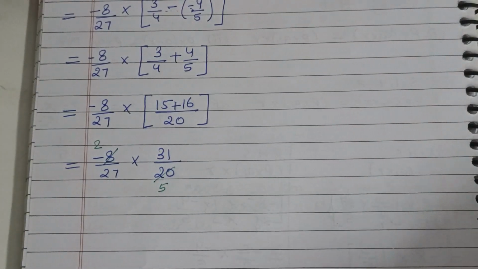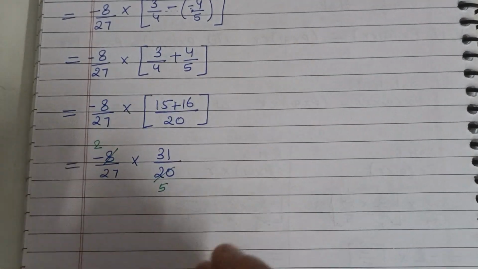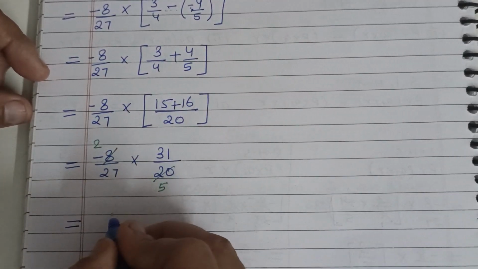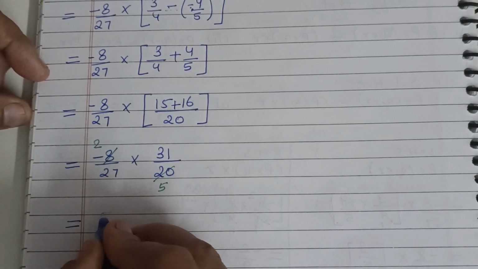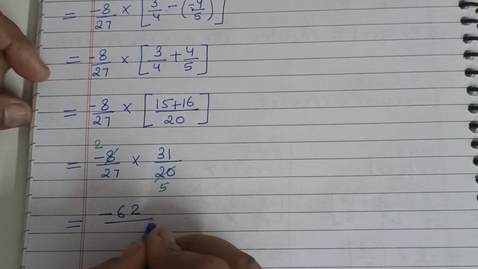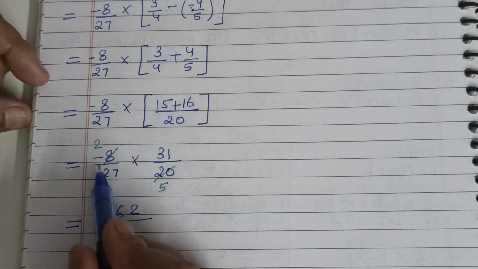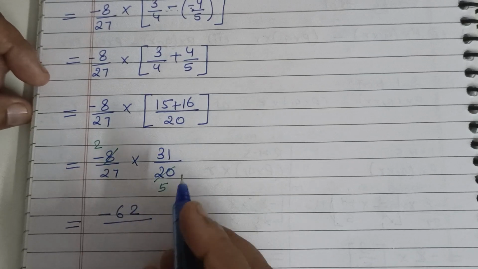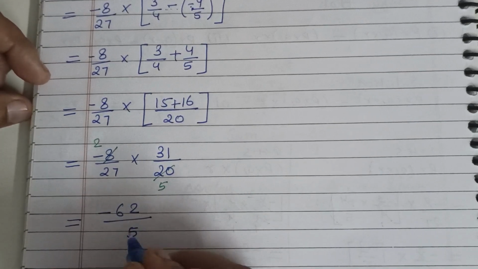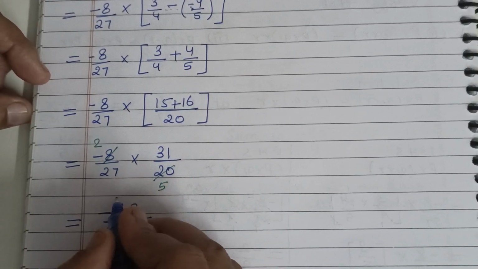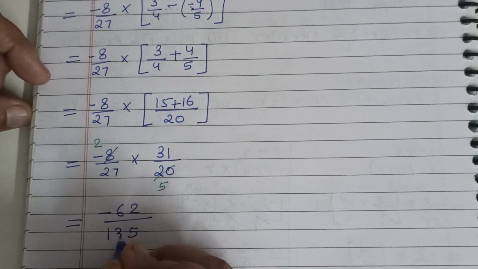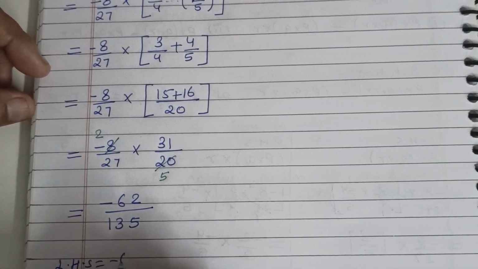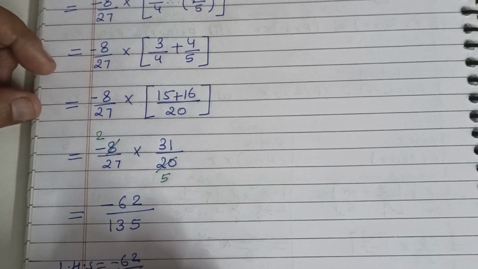As there is only one negative rational number, the final answer will be negative. Multiply 3, 2 and 31. It will come minus 62. Now 27 and 5 multiply. 7 5s are 35, then 5 twos are 10, 10 plus 3 is 13, so 135. So in this way, LHS has come minus 62 upon 135, right?